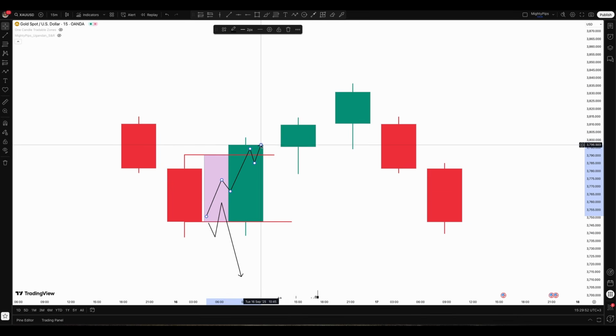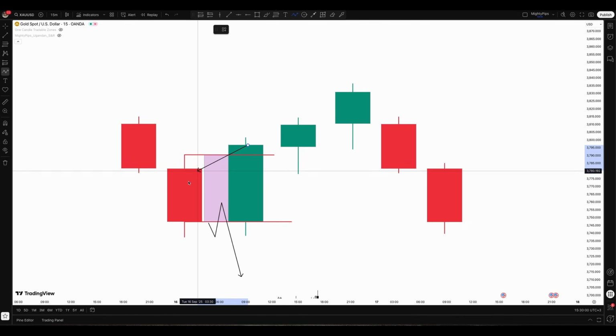Now for you, when you're trading the one candlestick strategy, you're looking for the market to pull back inside of this purple zone of this red candle here, pull back into that purple zone, and then start looking for buys.